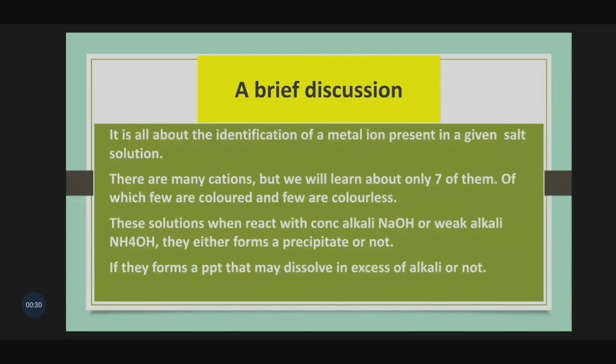What we will learn in this chapter? It is written there that it is all about the identification of a metal ion present in a given salt solution. There are many cations, but we will learn about only 6 of them, of which few are colored and few are colorless.